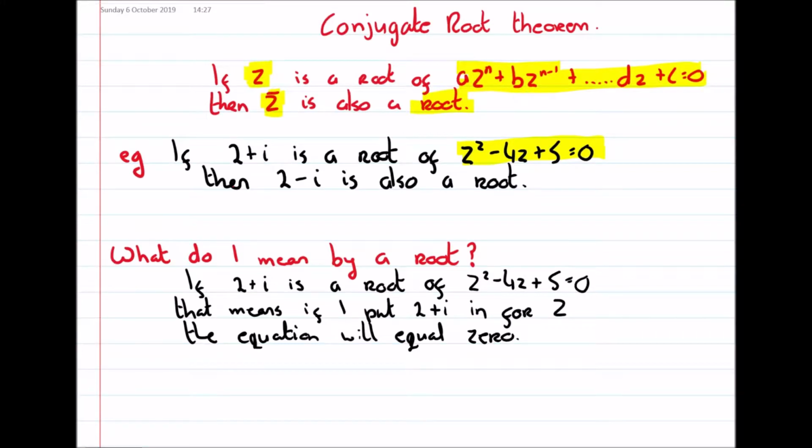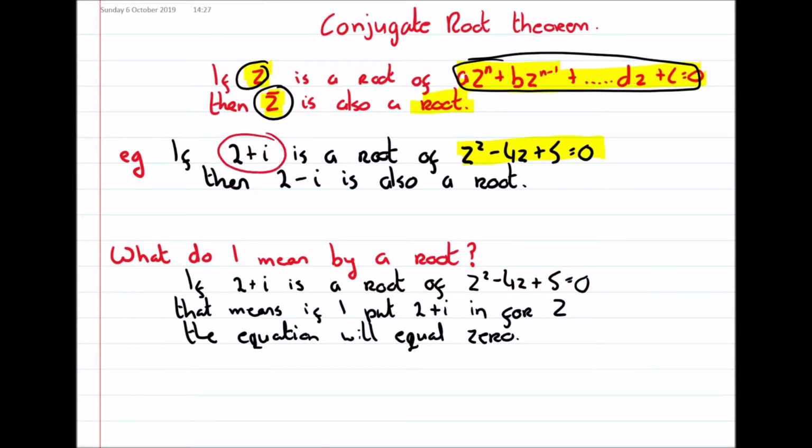In this video I'm going to look at the conjugate root theorem. What it says is, if there's a complex number that is a root of an equation, well then the conjugate of that complex number is also a root. So for example, if the complex number 2 plus i is a root of this equation z squared minus 4z plus 5, well then 2 minus i is also a root.